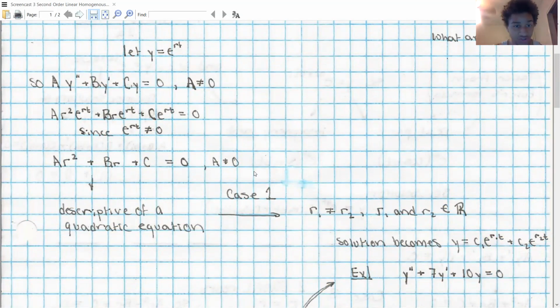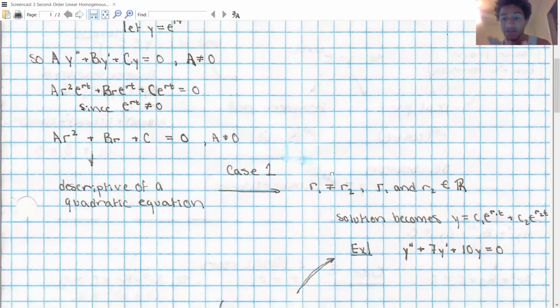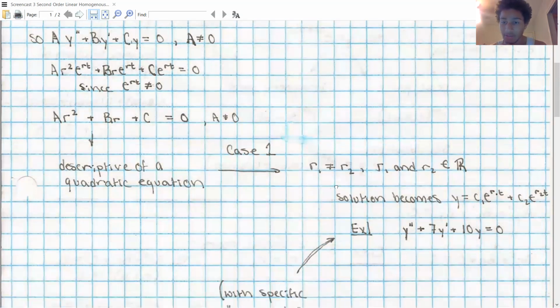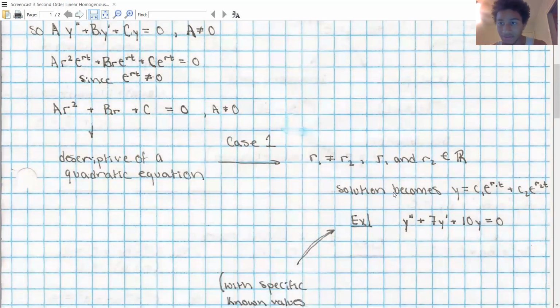We'll have the same constraint. And we can see that this is descriptive of a quadratic equation. We've been solving those since Algebra 1, okay? So we'll have 3 cases. Our case 1 is r1 and r2 are not equal to each other, but they are contained in the real numbers. So our general solution that we had before becomes y equal to c sub 1 times e to the r sub 1 t plus c sub 2 times e to the r sub 2 t, okay?